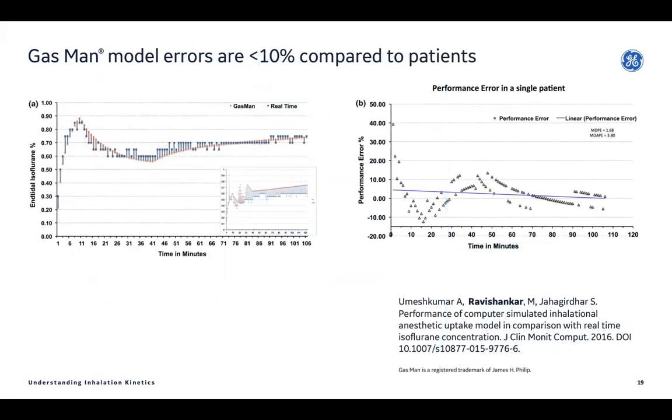The Gas Man model errors are less than 10%, as has been studied recently by Dr. Ravi Shankar and his group in India. When we look at the red line for Gas Man and the bars for the difference between the measured value and the Gas Man value, they differ by no more than 0.05%, which is the resolution of the gas monitor.